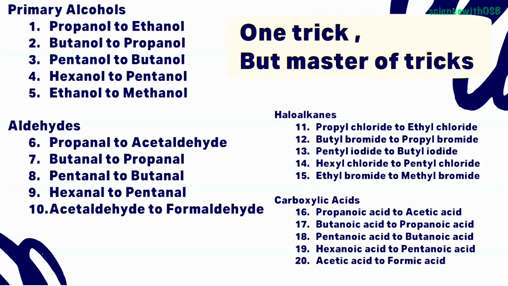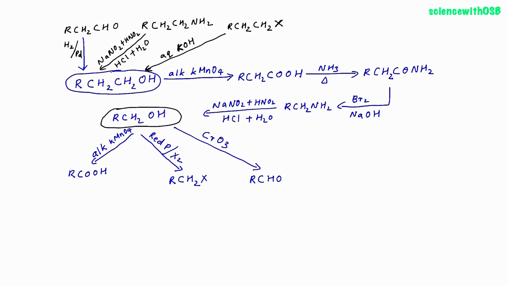We are going to learn a simple and effective trick to find the lower homologue of alcohol, aldehyde, haloalkane and carboxylic acid. This trick is used to find the lower homologue of different functional groups like aldehyde, amines, haloalkane, alcohol and carboxylic acid. Before that, what is lower homologue? Lower homologue means 1 carbon less. For example, propanol. What is the lower homologue? Ethanol. Ethanoic acid. What is the lower homologue? Methanoic acid. Understood, right?